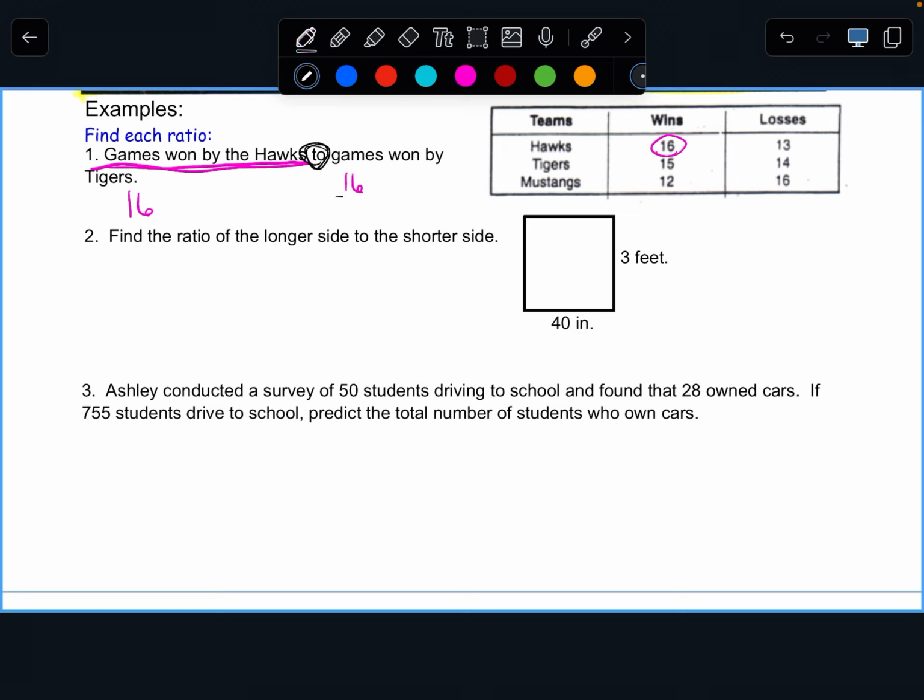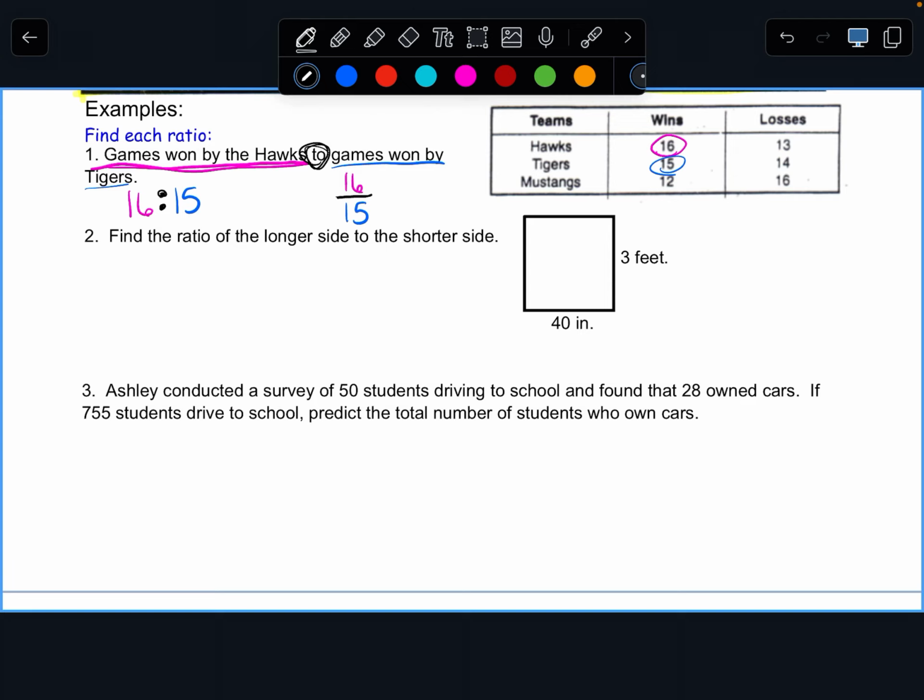The "to" is either the fraction bar or a colon. And then games won by Tigers, so you look at wins by Tigers and it's 15. And then you can either write 16 to 15 or 16 to 15 with the colon. We don't usually deal with the colon just because we mess with the fractions a lot, but it can be a thing.